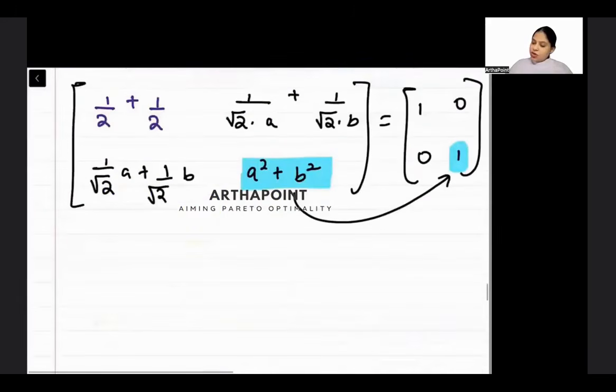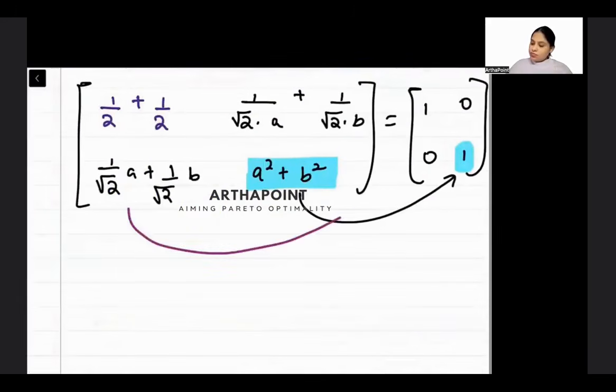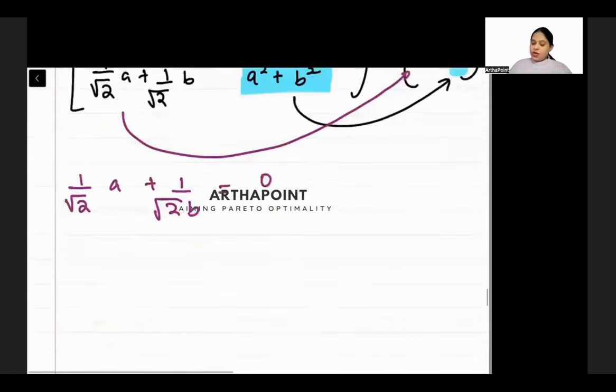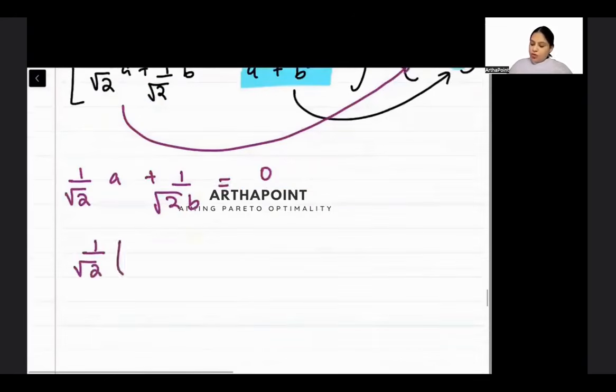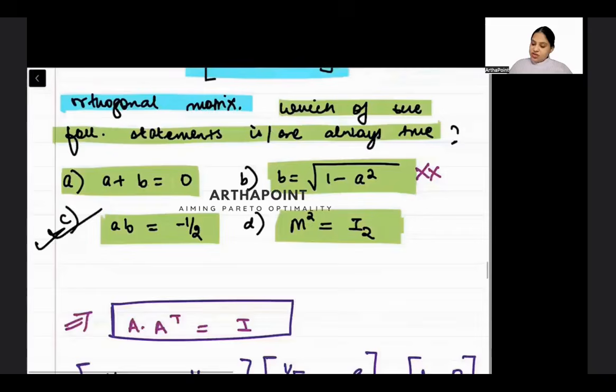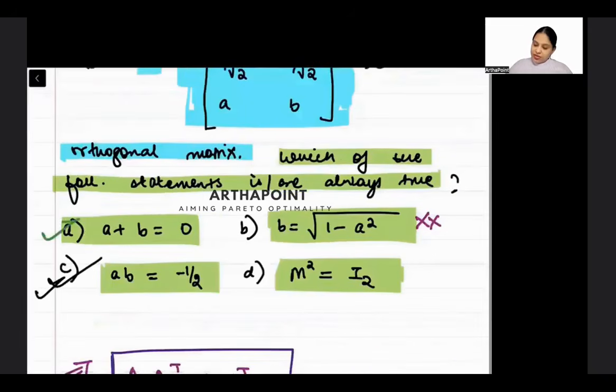अच्छा, अब अगर हम इसको equal to 0 कर दें तो what will I get? 1 by root 2 a plus 1 by root 2 b will be 0. So if I take 1 by root 2 common beta, I will get a plus b is equal to 0. I'll get a plus b is equal to 0. So beta, which means that option number A is also correct. A plus b is in fact 0. है ना?